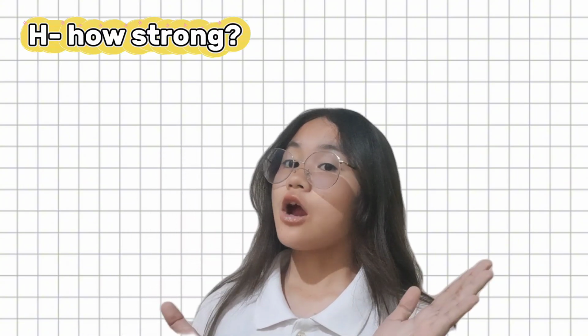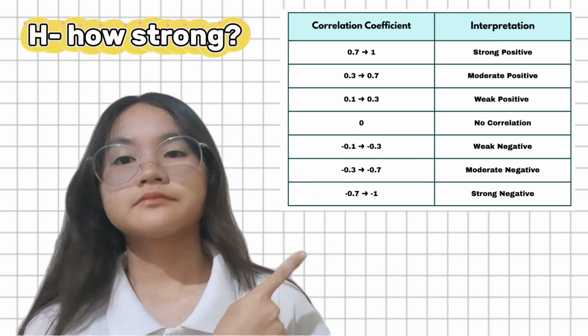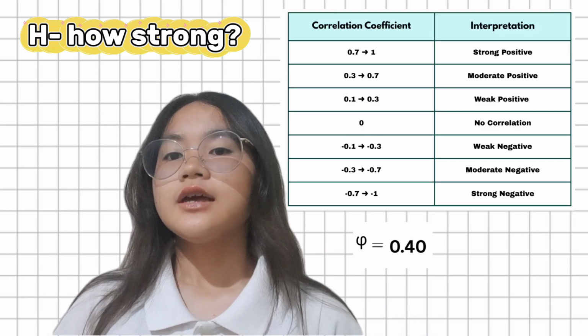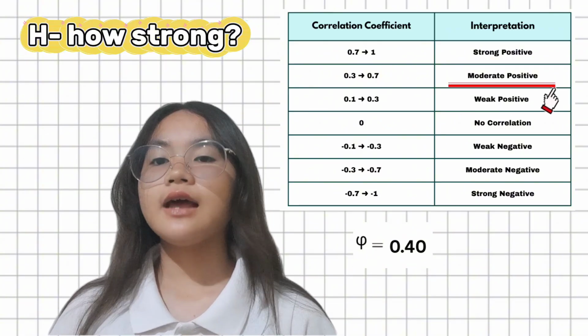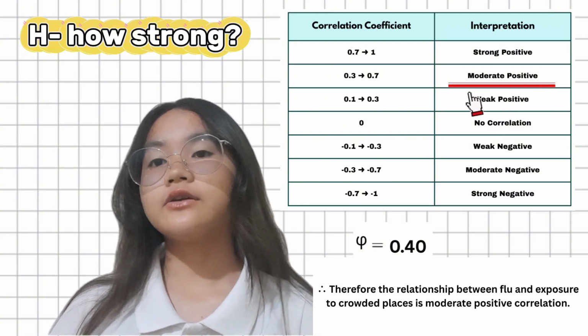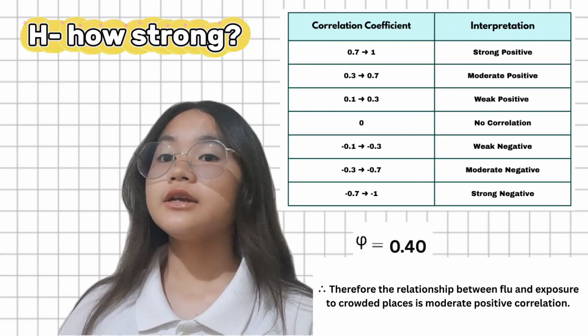This brings us to letter H, which means how strong. This is where we will interpret using the table. Based on our answer, this falls on the moderate positive correlation. Hence, the final answer will be, therefore, the relationship between flu and exposure to crowded places shows moderate positive correlation. Now that we know that flu and exposure to crowded places are moderately positively correlated, that's how we can solve the Phi correlation coefficient.